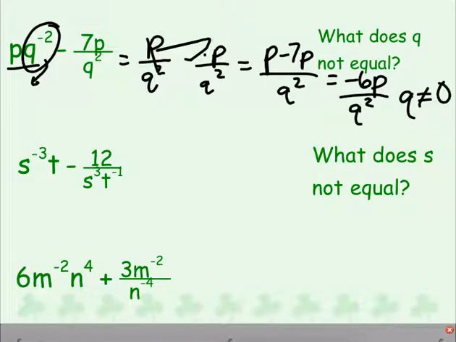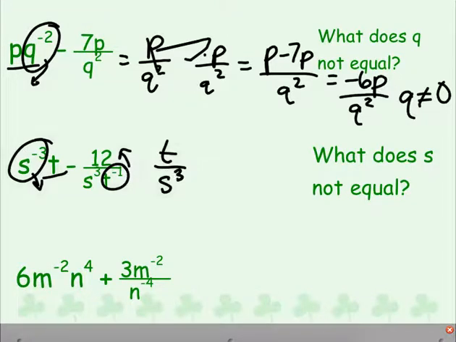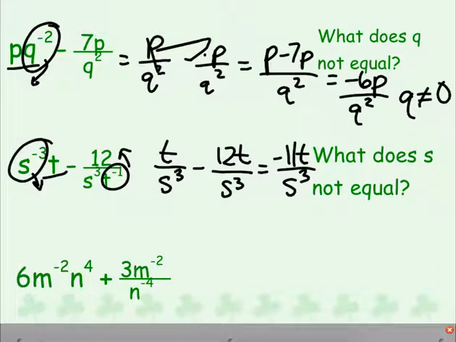Next one, I'm going to move some things around. This one's going to go to the denominator. This one's going to go to the numerator, so that I have t over s cubed minus 12t over s cubed. So 1t minus 12t is a negative 11t over s cubed. And I can't have s being 0.